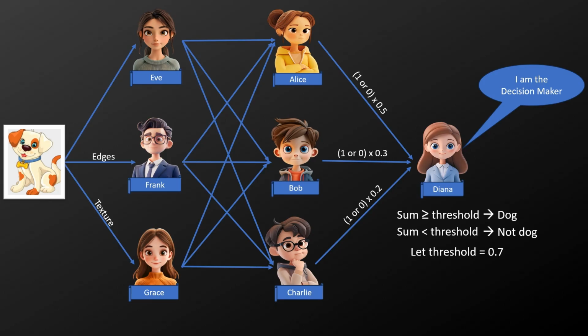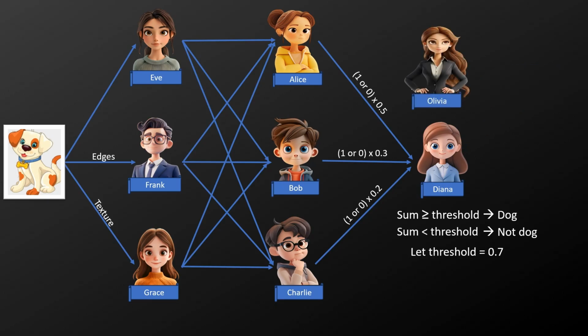Now, there is one more important person in our team: Olivia, the manager. She compares Diana's answer with the input image to determine the correct answer. Based on this, Olivia provides feedback to the team. If Diana is correct, Olivia praises the team and keeps their weights unchanged. If Diana is wrong, Olivia asks the team to adjust their approach by modifying their weights. She may tell Alice to rely less on the number of legs or Bob to increase his focus on fur patterns. This feedback allows Alice, Bob, and Charlie to adjust their weights so they perform better next time.